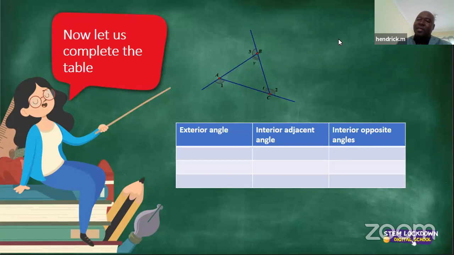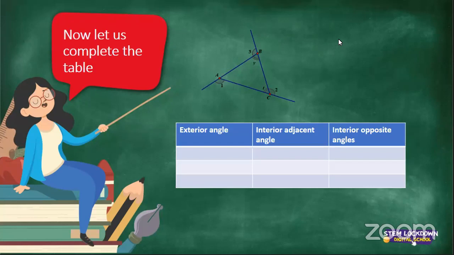Adam's hand is up again. Hello, sir. Hi, how are you, Adam? I'm good, thanks, and you? Fine. Sir, I don't understand what you mean by interior adjacent angle. Okay. Can you please explain that again, sir?